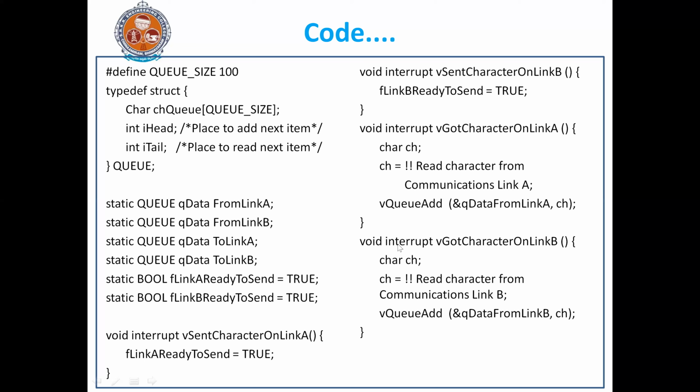Similarly, this is the interrupt routine for we got character on link B. The code will be the same, because this is for link A and this is for link B. Here you are reading the character from communication link B, and here you will also have the pointer for data from link B. So you have to give that particular pointer, so we Q add and that particular data is also added to the queue. So these are the interrupt routines.